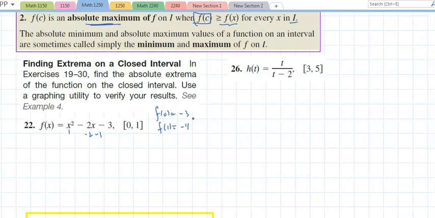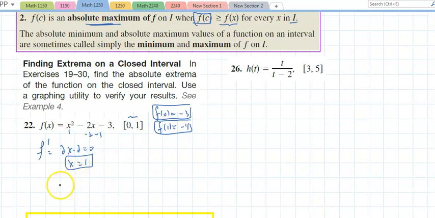Alright, so far I have this being the lowest point and this being the highest point. But in between, I need to take a derivative and figure out if it has a relative maximum or relative minimum inside of this interval. I'm only looking at the interval between 0 and 1. So if I take a derivative, 2x minus 2 equals 0. That's when x equals 1.